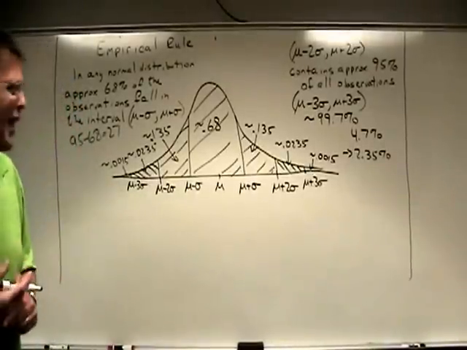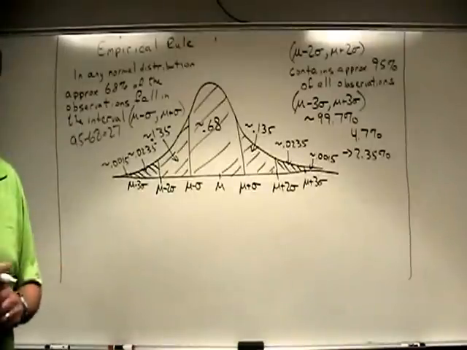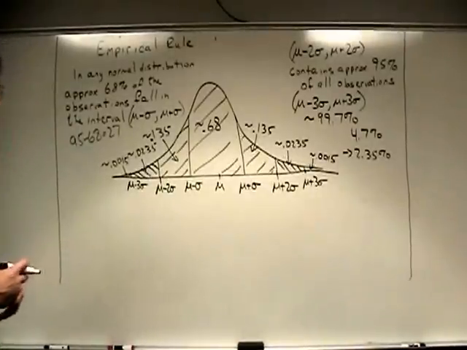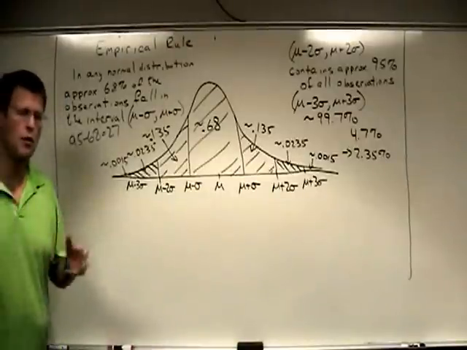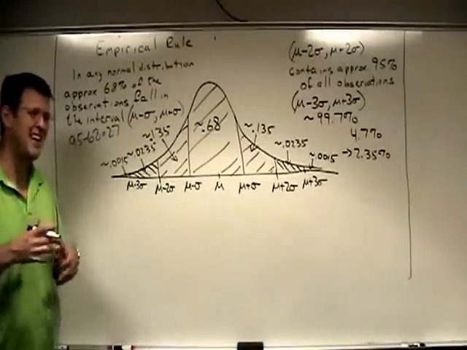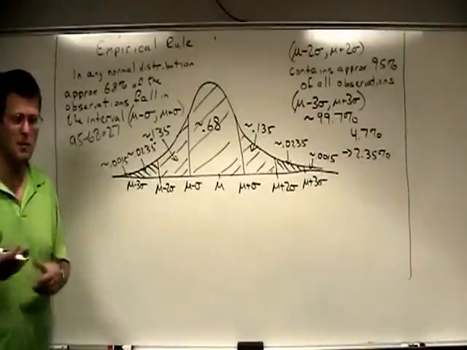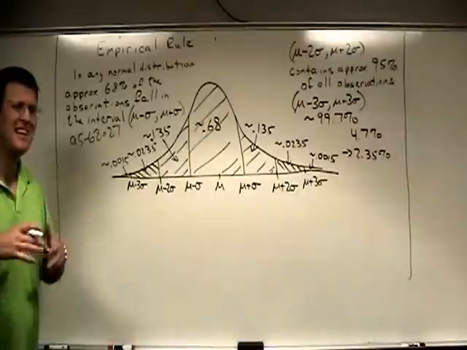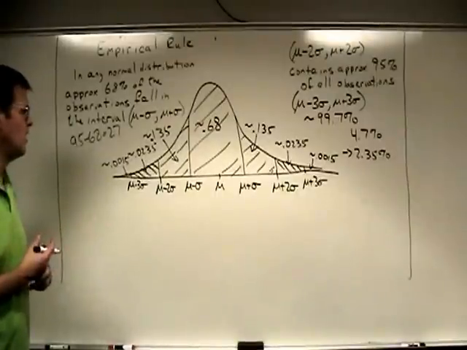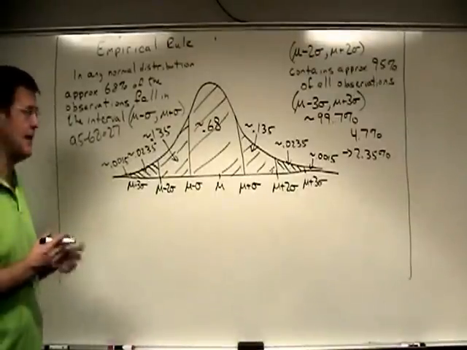Now, we're going to be using our calculators and functions on our calculators to get the actual probabilities, but one nice thing about knowing the empirical rule is if you know these percentages, you can get an idea as to whether or not you've made a mistake in punching something into your calculator, because you should be able to get at least somewhat of an idea of what your answer should be ahead of time.